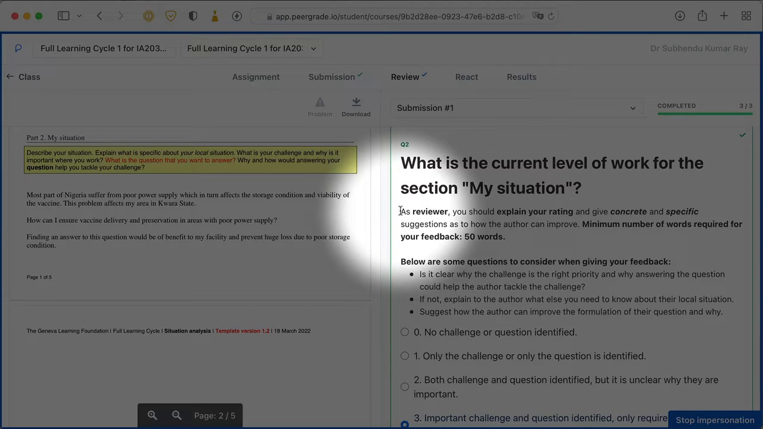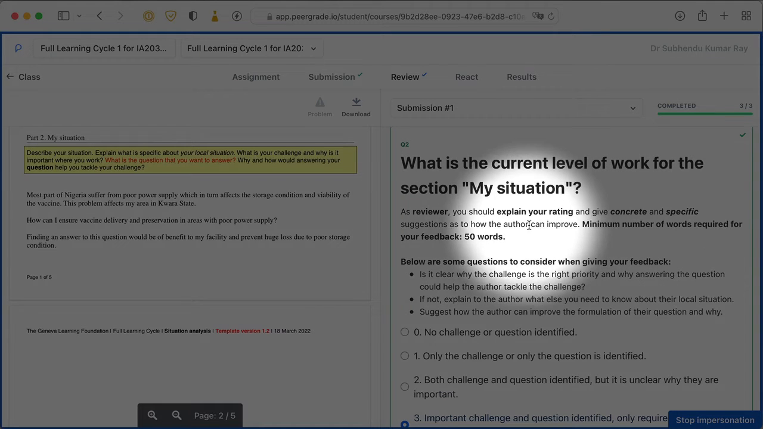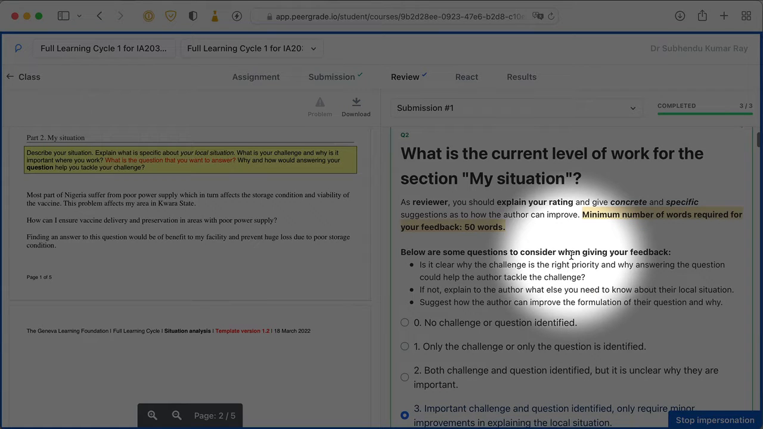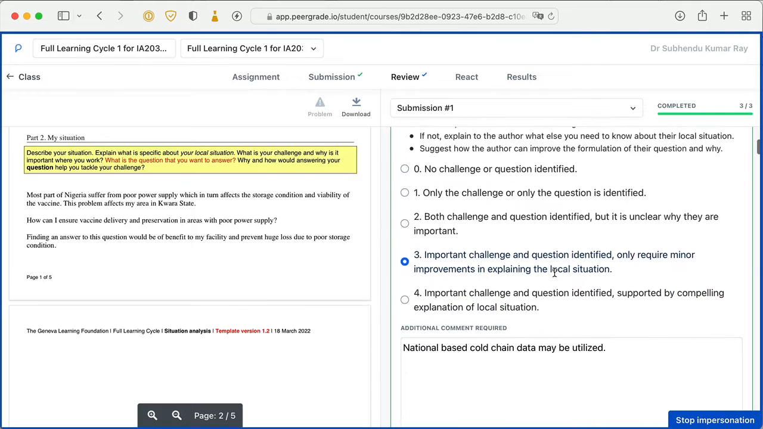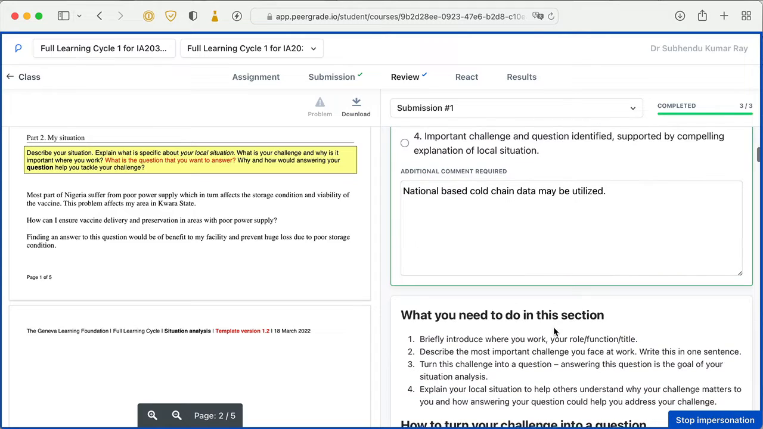And you can see here, as reviewer, explain your rating and give concrete and specific suggestions as to how the author can improve. And in fact, you'll see that there's a minimum number of words, or characters, because we do want you to take the time to explain. So yes, I agree with the rating here, but I think the additional comment should be very different.